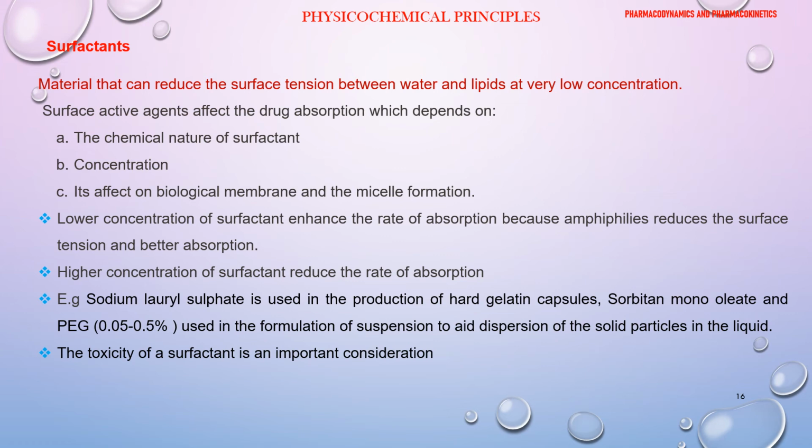Example, sodium lauryl sulfate is used in the production of hard gelatin capsules. It increases the absorption and solubility. Sorbitan monooleate and polyethylene glycol at very low concentration are used in the formulation of suspensions to aid dispersion of solid particles in liquid. While using surfactants, the toxicity should also be considered. Hence, they are always used in low concentration.